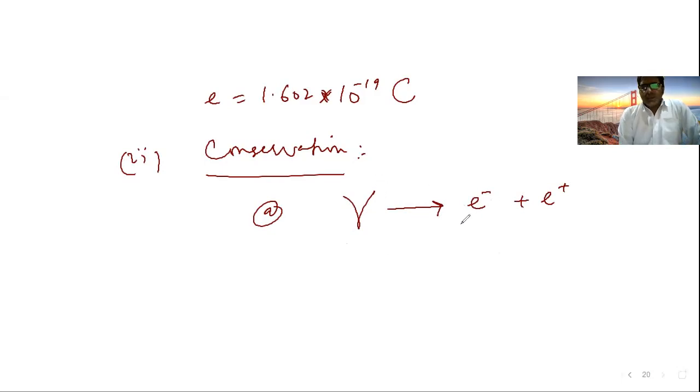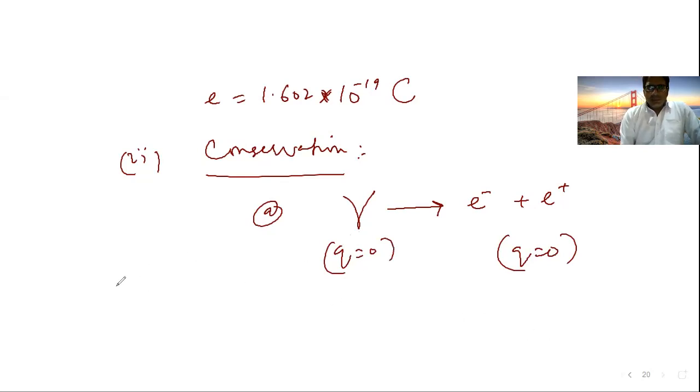Now see, it obeys the conservation of charge. On the left hand side, the photon is neutral, so you have zero charge. On the right hand side of this process, you also have zero charge because the electron has minus e, and the positron, a positively charged electron, has plus e. Total charge is 0 here, and total charge is 0 there.